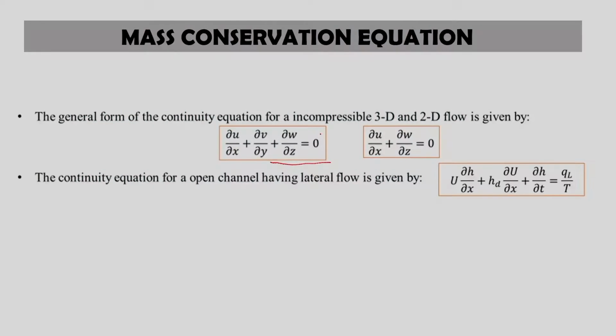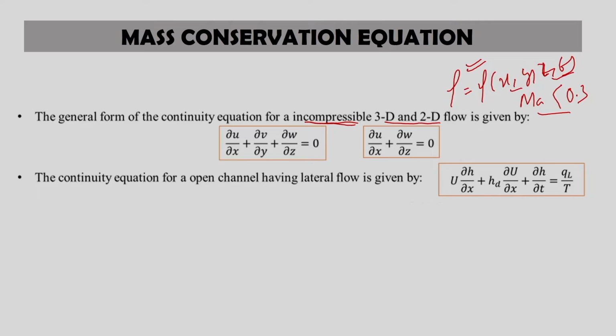If you look at this mass conservation equation, if the flow is incompressible, that means density doesn't change with space and time. The density remains constant, and that is what happens when the flow Mach number is less than 0.3. If you follow any fluid mechanics book, most flows can be considered incompressible in three dimensions or two dimensions when the density doesn't vary significantly in space and time, and we can find that out when the flow Mach number is less than 0.3. Under that condition, the three-dimensional form of the continuity equation will come like this, and the two-dimensional form of the continuity equation will come like this.